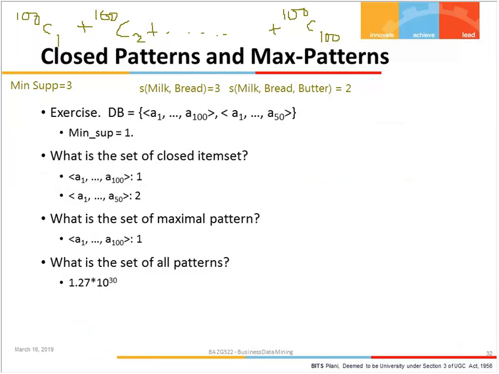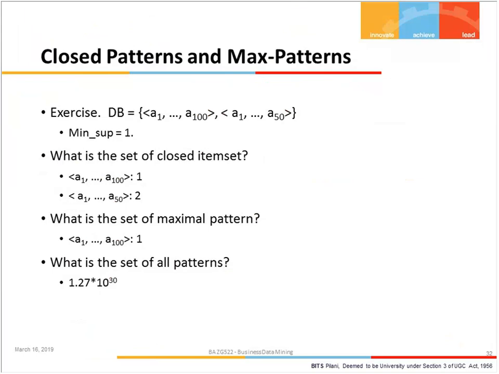Now let's look at an example to help us understand it better. Suppose there is a database with two transactions. We are taking an even smaller database to get a better understanding quickly. So only two transactions, A1 to A100 and A1 to A50. Those are the two transactions. And now let us say minimum support is 1. So what will be the number of frequent item sets?